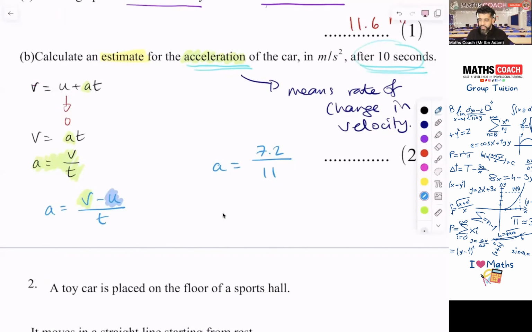So we get our calculator now, and we just do 7.2 divided by 11, and the answer to that is 0.65 meters per second squared. That's it. Now, I did this question earlier, and I got 0.64 because I used a slightly different tangent, but can you see, it would be around 0.6 something. Even if you write 0.7, you'd probably get it. 0.55, you'd probably get it.